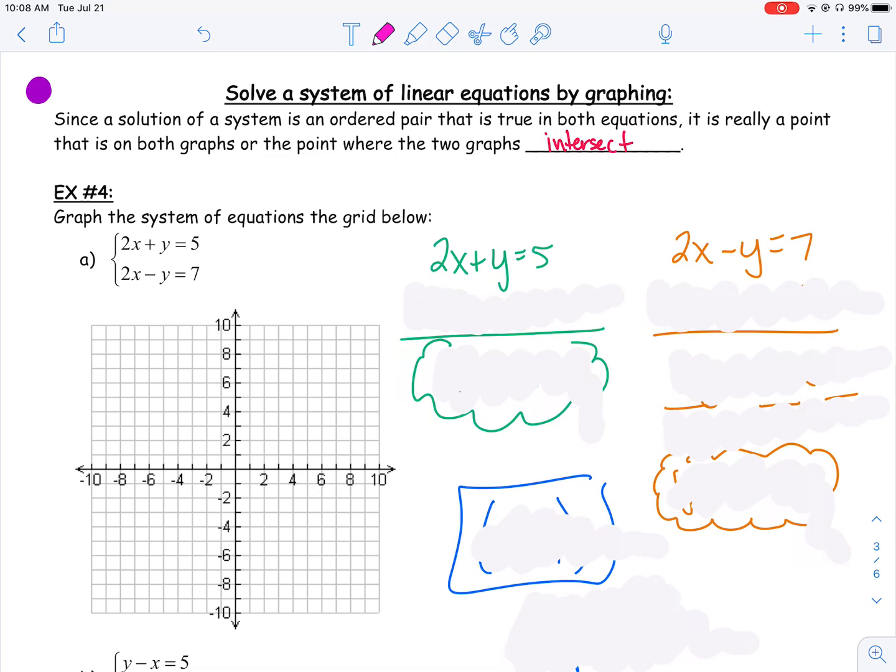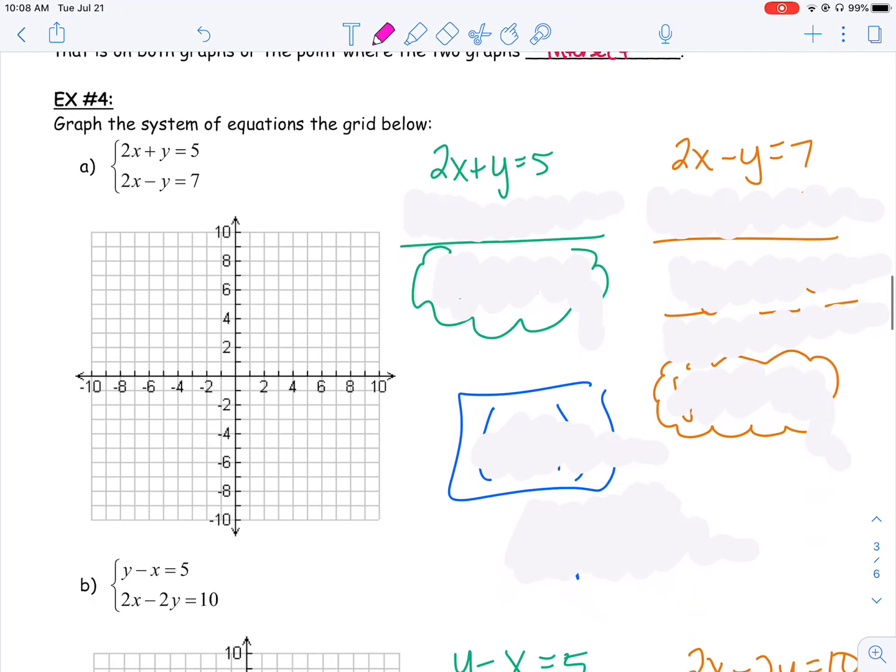Now, since the solution to the system is an ordered pair, a point that is true in both equations, it's really a point that is on both graphs, or the point where the two graphs intersect. So as soon as I can figure out where they intersect, that means it's a point not only on the first graph, but the second graph. So it's the solution to both graphs. So if I can graph it and figure out where they cross or intersect, I know that that point, that ordered pair, is the solution to the system of equations. So that's how we're going to solve it by graphing.